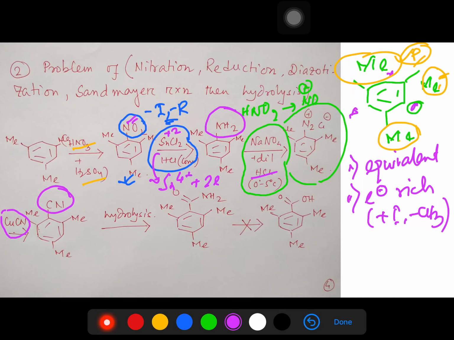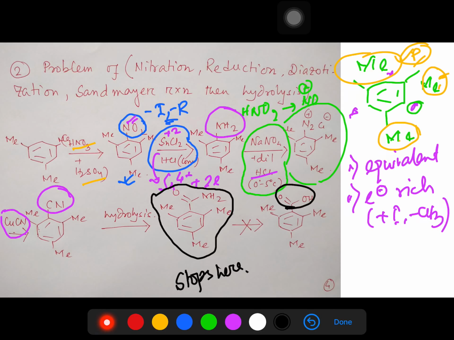So, a question; see here a little carefully. In this case you can see this is amide formation. Okay, so this is an amide. Now the reaction stops here. Why? The amide cannot be further hydrolyzed to the corresponding carboxylic acid. This is not possible. Okay, why? Because the mesitoic acid system doesn't allow sp2 to sp3 transformation. I shall discuss this point after some time in detail. So the reaction will stop here.